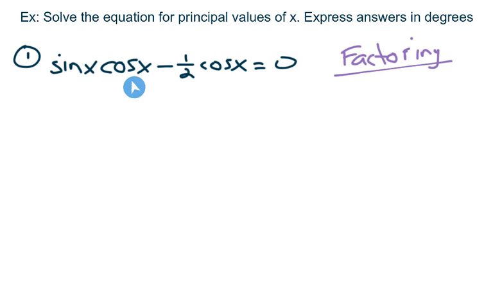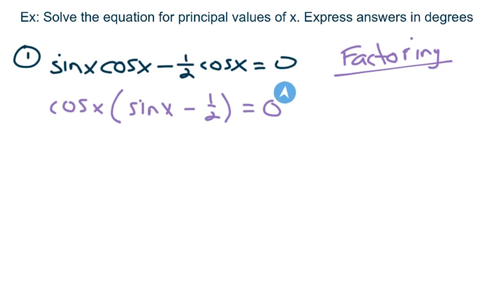Sine x cosine x minus 1/2 cosine x is equal to 0. Now, by factoring, what we want to do is take out what all terms have in common, what they're both divisible by. And I hope you can see that both of these are divisible by the cosine. So if we take the cosine out of both of these, what's left is going to be cosine of x times sine x minus 1/2, and it's equal to 0. Remember, when we're factoring, it has to be equal to 0 in order for us to be able to solve. If it's not equal to 0, then you'll have to move everything over to one side of the equation.